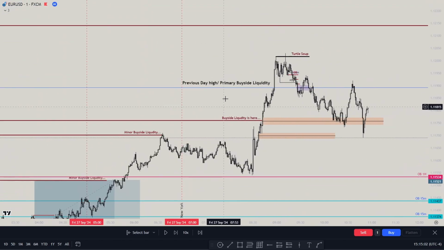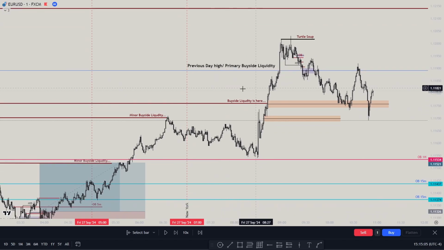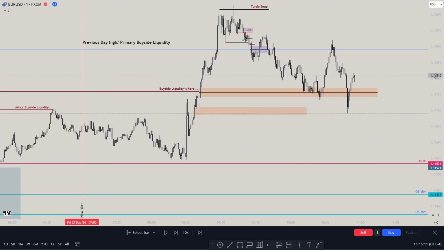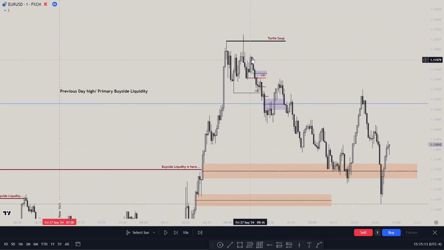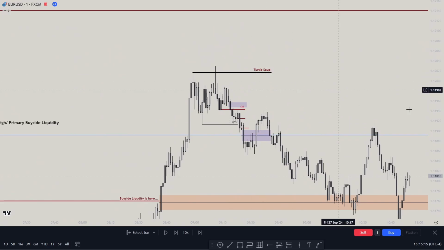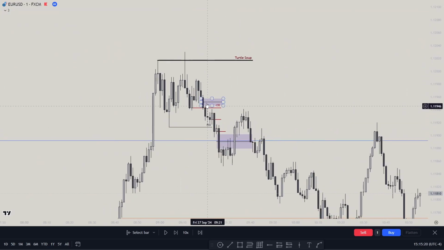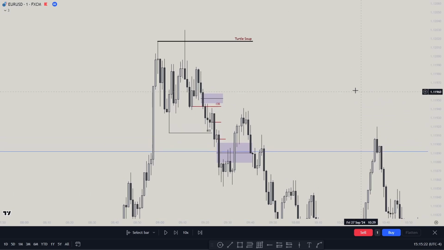as our daily bias, our narrative was to sweep the daily high. As it swept the daily low, we were expecting it to go till the daily high. We see that it went to the daily high, then it made a turtle soup here, followed by a market structure shift and a lot of fair value gaps.